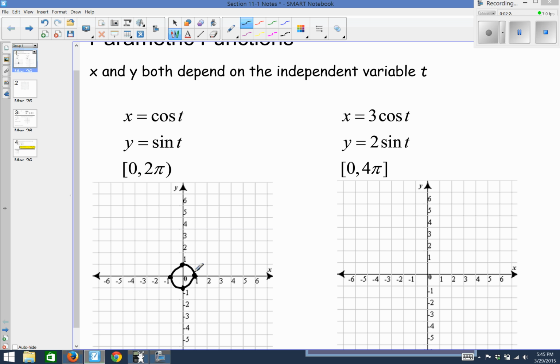Similarly, if I were given something like 3 cosine of t, 2 sine of t, when t is going from 0 to 4 pi, starting out when t is 0, I could just keep picking values that are easy to find, so like pi over 2 would put me here, 3 pi over 2 would put me here, and then if I get to 2 pi, I'm back to here, and then I actually just repeat this, and I get an ellipse.